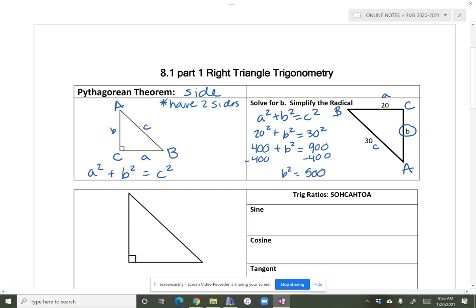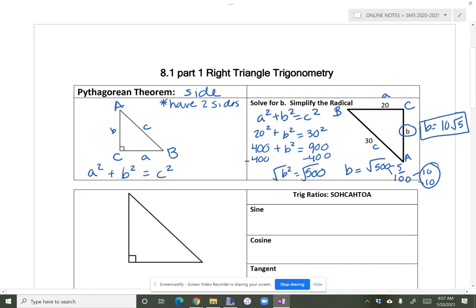A lot of us would reach for our calculator right now, but we don't want decimals at the moment, so we're going to take the square root of both sides, and we get b equals the square root of 500. And we're going to simplify that root by asking what times what is 500. I think of 5 and 100, and 100 is 10 times 10, so I've got buddies, and then the 5 stays inside. So b equals 10 square roots of 5. That's the length of it.